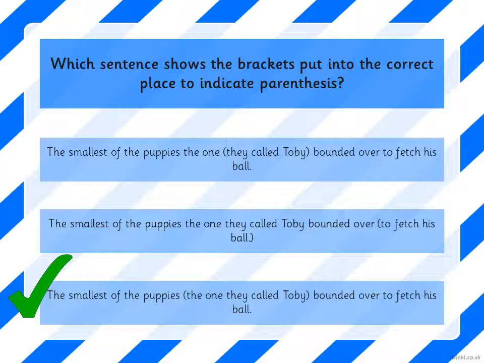And then here in the middle section, we've got the smallest of the puppies, the one they call Toby, bounded over. It does make sense to fetch his ball. If I could just stop at bounded over, it does make sense. But the extra information there is not that he's gone to get his ball, that's more of the main clause. The extra information is the one that they call Toby. Okay, so you should have ticked that third one, you should have written that down. Again, if not, tick it for me now, write it down and correct your answers.